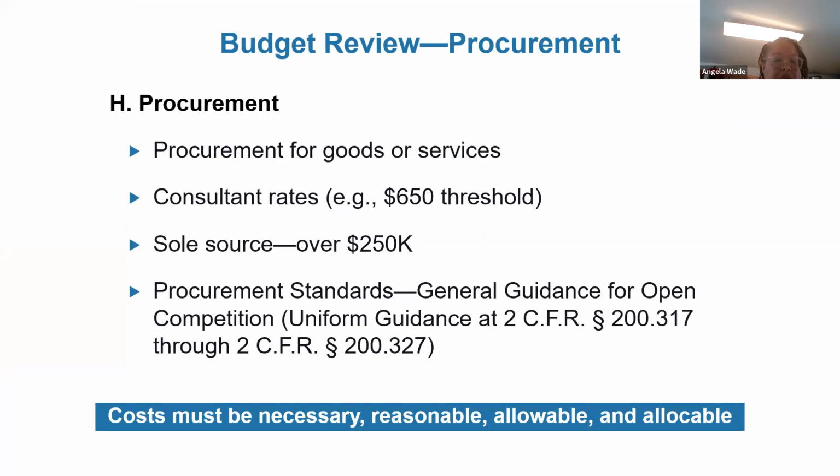The procurement category. So the procurement categories for any of your contracts or the consultants that you are using for your particular grant. So for procurement, you want to provide a description of the product or service that's being procured or contracted with. And you also want to make sure you include the cost of that particular contract.